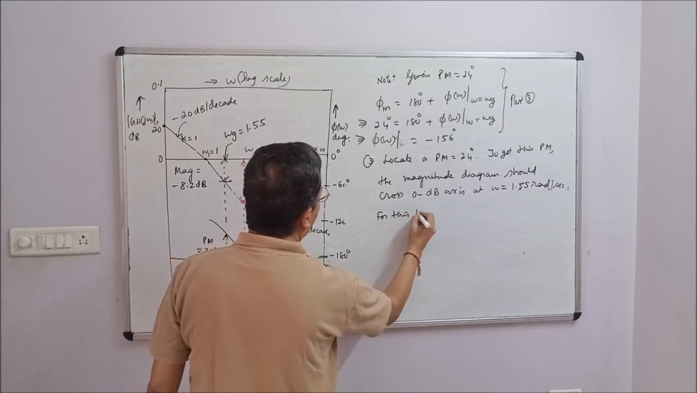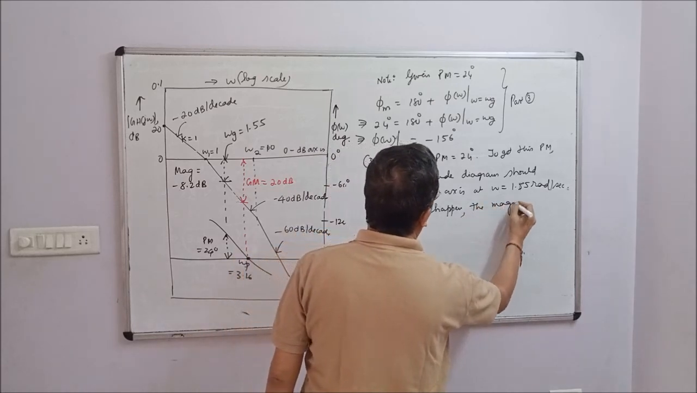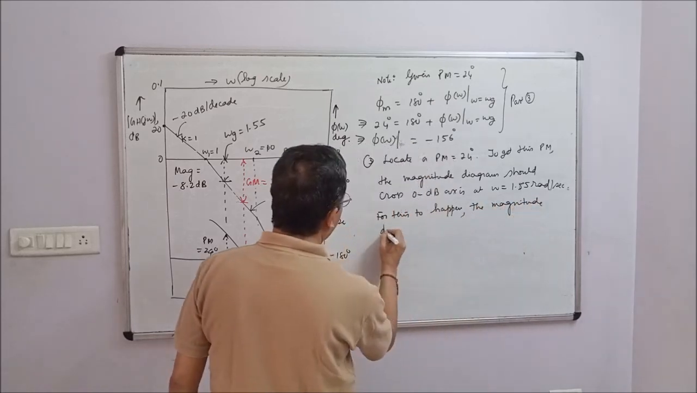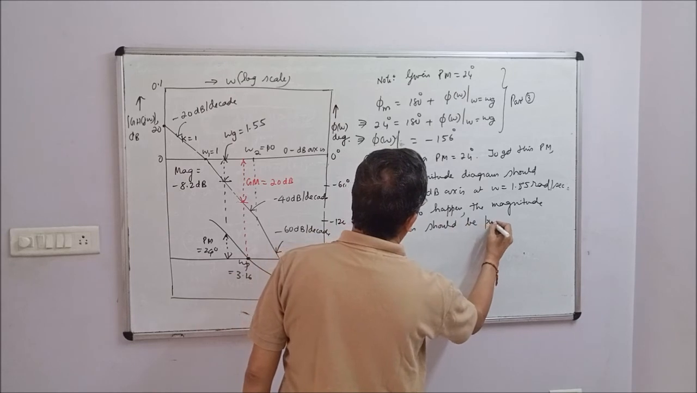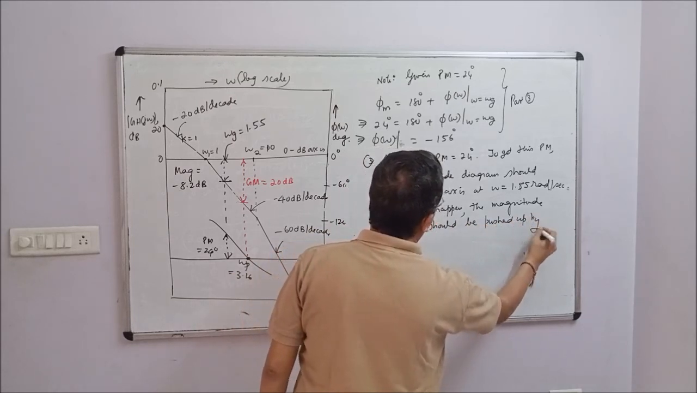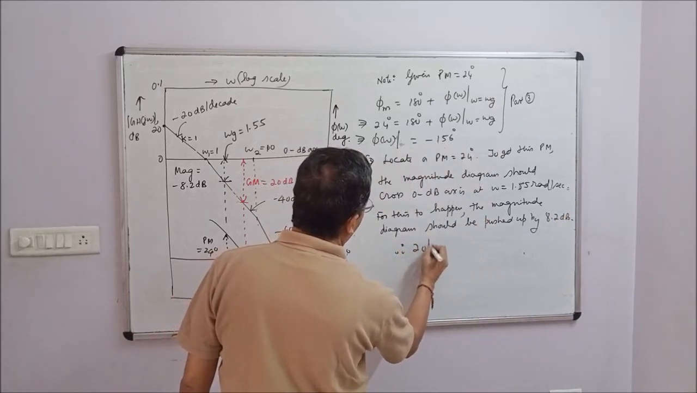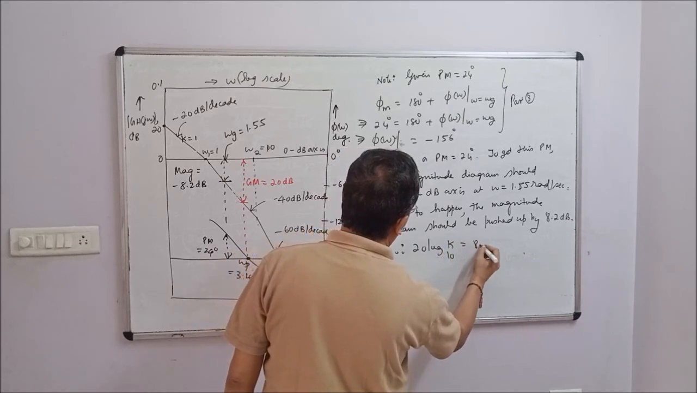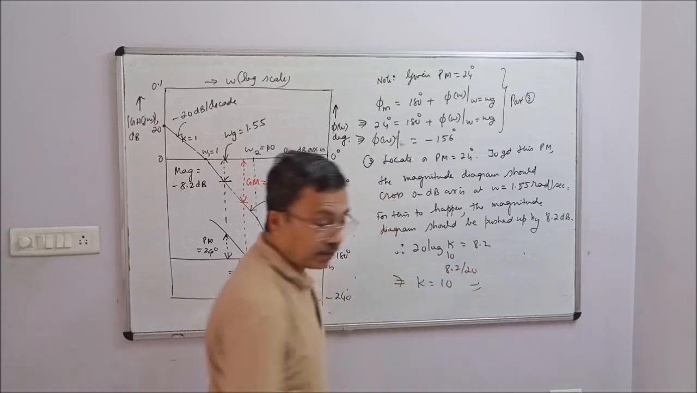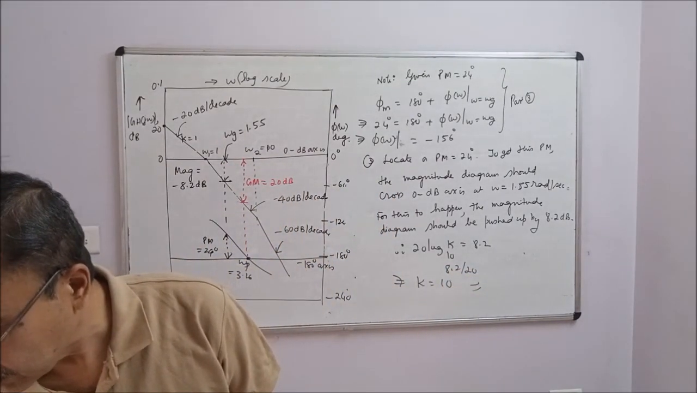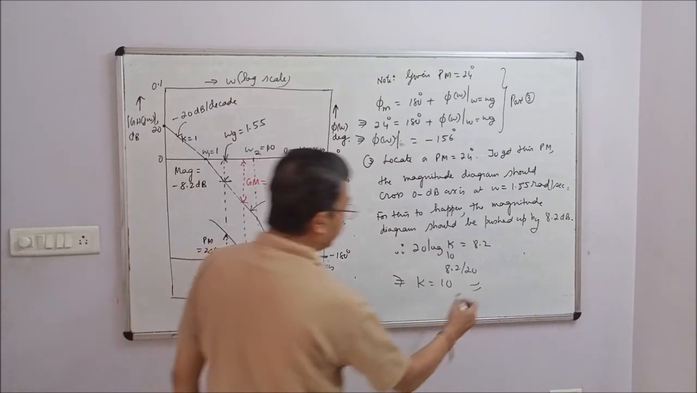For this to happen, the magnitude diagram should be pushed up by 8.2 dB. Therefore, 20 log k to base 10 is equal to 8.2. This implies k is equal to 10 to the power 8.2 by 20, so that gives you 2.57.